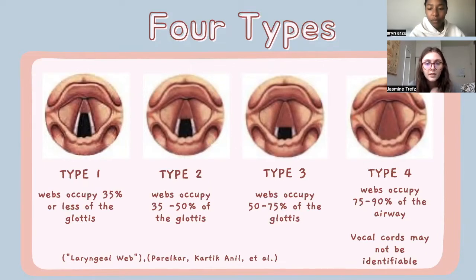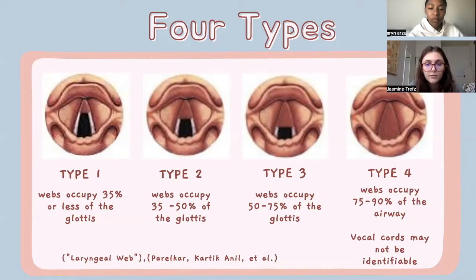The first type is a type 1 anomaly where the web only covers 35% or less of the glottis, and it usually presents in a thinner layer of webbing. So these aren't as severe. Infants with this type of webbing at the glottis may present no respiratory symptoms, but their cry might appear a bit hoarse.